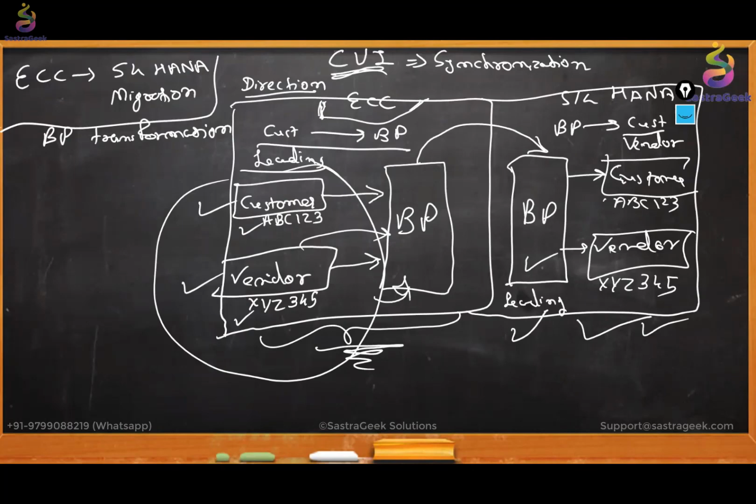leading partner approach. If you are migrating from ECC to S4 HANA, who is the leading partner in ECC? Obviously, customer and vendor are the leading partner. And as a prerequisite in your existing system itself, you have to convert those customer and vendor to the business partner. So later during your migration, you are just moving business partner to business partner.